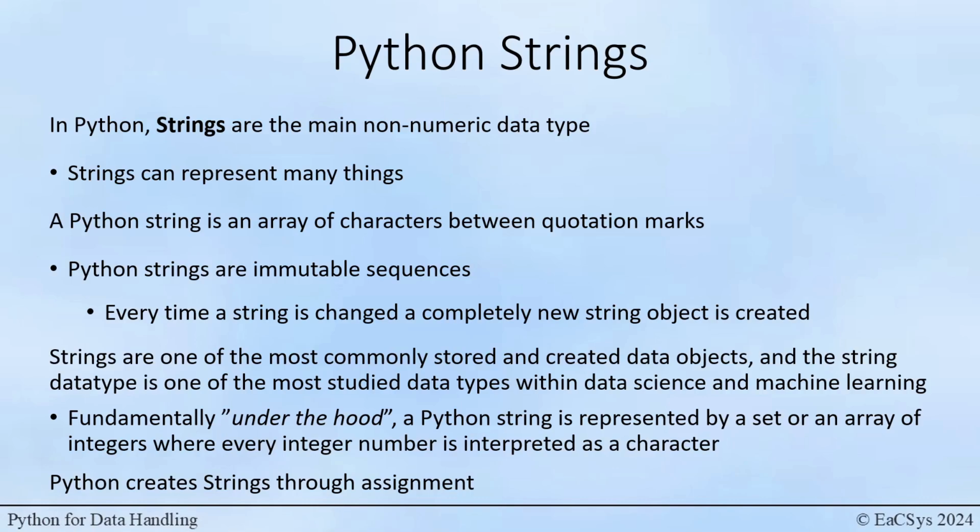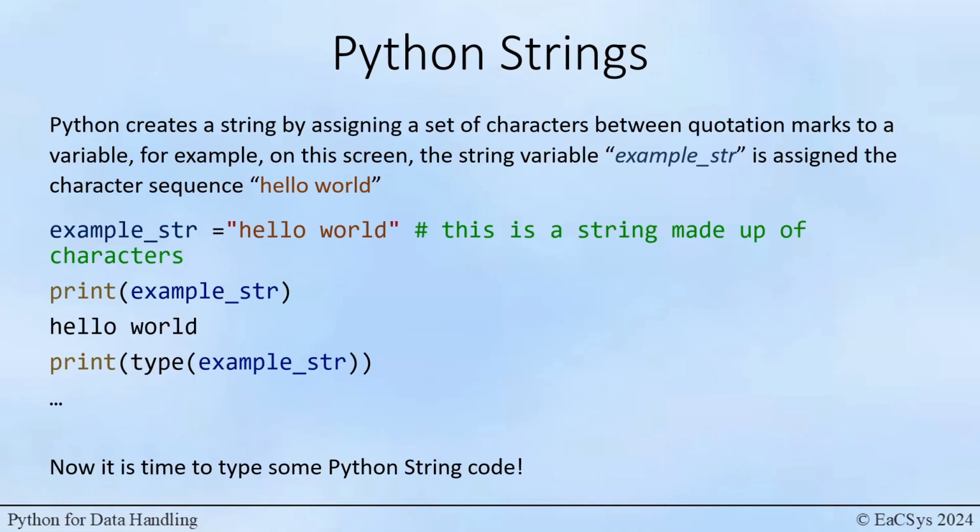So let's take a look at how Python creates strings through assignment. And now we'll show you this in a simple fashion with an example on your screen where a string is created. We will simply call the string example string, and the string will be created through assignment by using the sign of equality and the set of characters hello world between two quotation marks. When this line of code is run, the string is created.